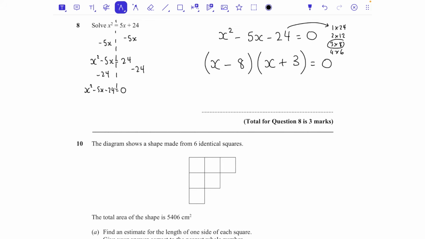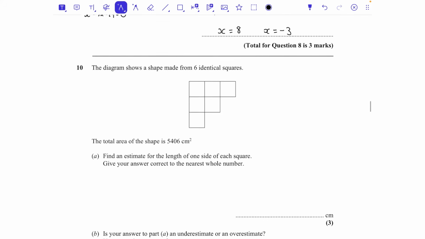Once we've factorised it, we're saying I want this multiplied by this to equal 0. So either this first bracket needs to equal 0 or the second bracket needs to equal 0. What value of x here would make the whole bracket equal 0? Well, x would need to be 8. So if x was 8, that would make the whole thing 0. Same with this bracket. What value of x here would make it equal 0? And that's going to be -3. So x equals -3 is your other solution.